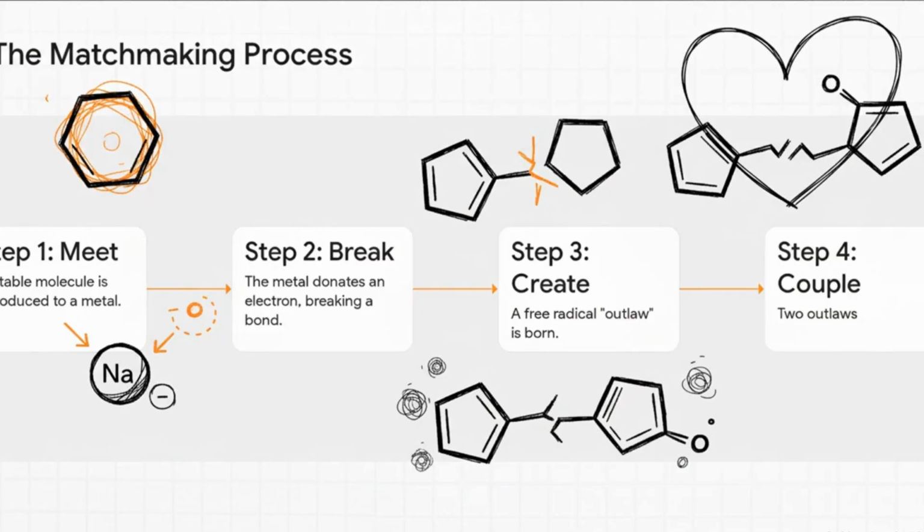So here's the strategy in action. A chemist takes a stable molecule and introduces it to a metal, let's say sodium. The sodium atom eagerly donates an electron, and that forces a bond in the molecule to snap, creating a free radical. Now, if you do this twice, you create two of these molecular outlaws, and left with no other options, they immediately find each other and pair up, forming a brand new, bigger, and much more stable molecule. It's chaos, totally harnessed for creation.